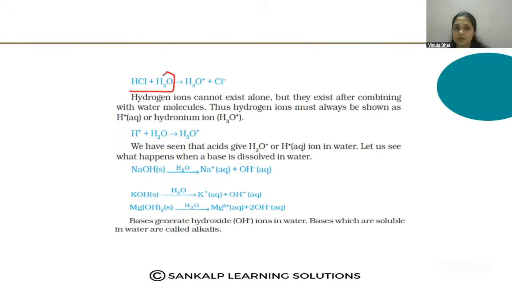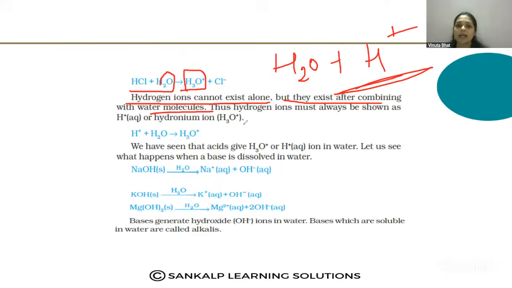HCl, in the presence of water, forms the H3O plus, that is the hydronium ion. Hydrogen ions cannot exist alone, but they exist after combining with water molecules. When the water molecules H2O combine with the H plus ions, hydrogen ions, it forms the H3O plus, that is called the hydronium ion.